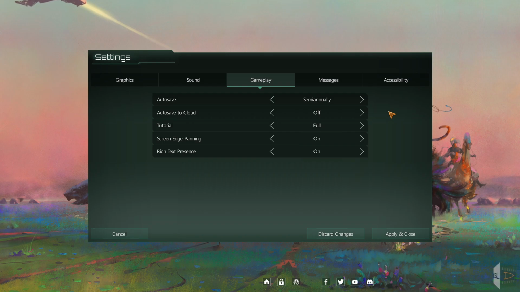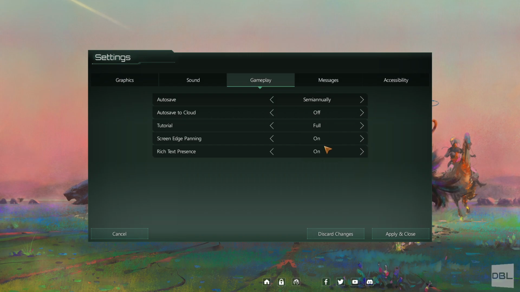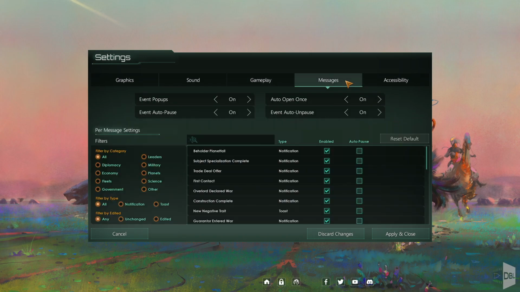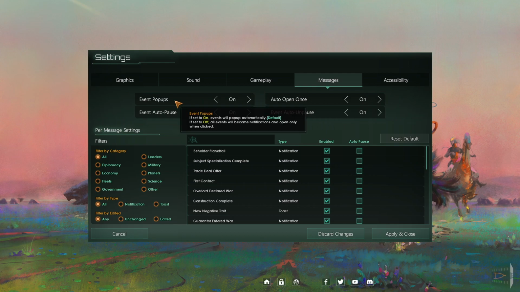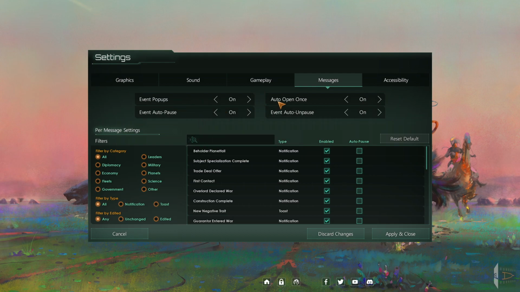Gameplay. Autosave semi-annually. Autosave to cloud. I'm gonna let this go for now. If something's weird as I'm playing, I'll check this out. Messages. Oh boy. This seems like more stuff that I don't want to touch because I don't know what it is exactly.